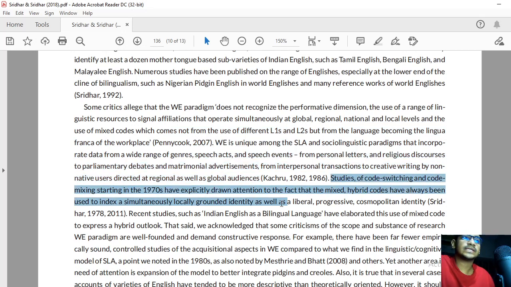Studies of code switching and code mixing starting in the 1970s have explicitly, means very clearly, drawn attention to the fact that the mixed hybrid codes have always been used to index a simultaneously locally grounded identity as well as a liberal progressive cosmopolitan identity. So here Sridhar and Sridhar are citing one of their own authors. So here it says that hybrid codes were always there. We've also talked about this one before.